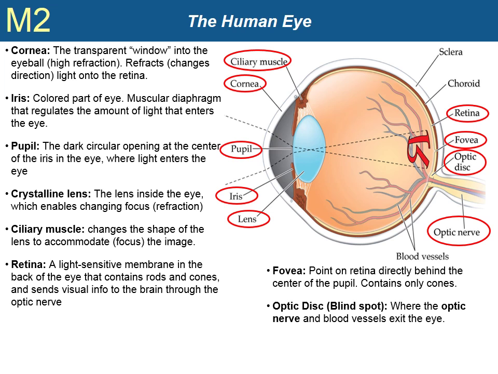The final structure that we will mention is the optic nerve, which carries visual information from the eye to the brain. The point where it exits the eye is called the optic disc. This area of the eye is not sensitive to light, so it is a blind spot.